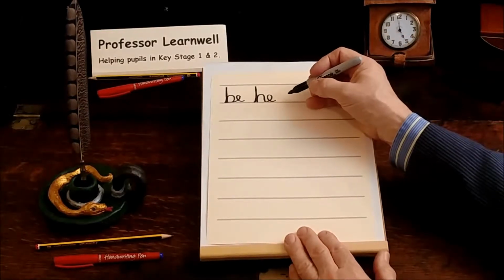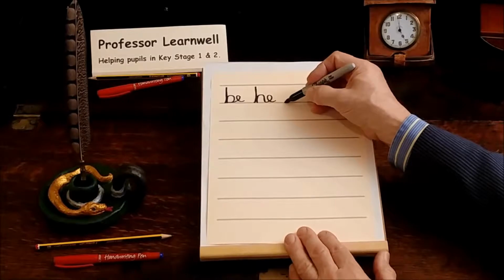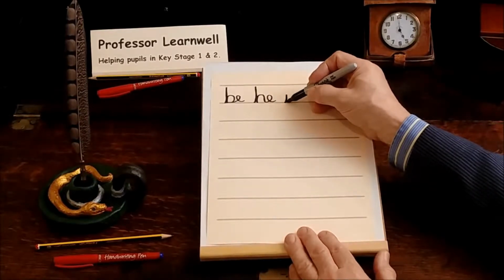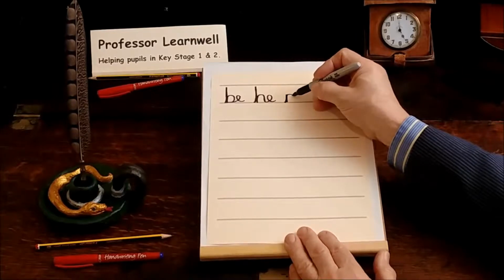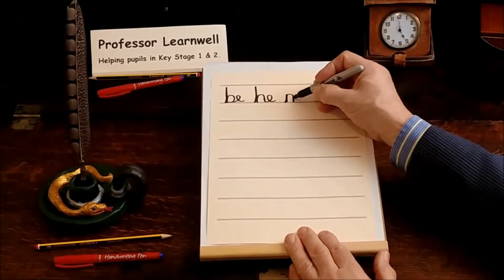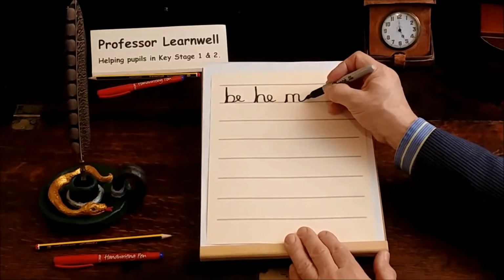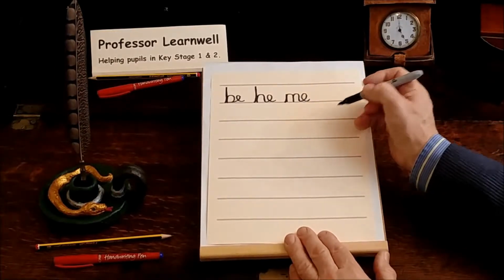Next word is the word me. Always start on the line unless it's a capital letter. Over to the right in the cursive join style. And joining letters as promised many videos back. And lead out and lift.